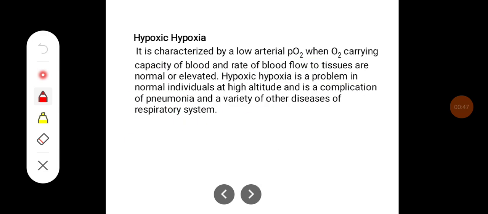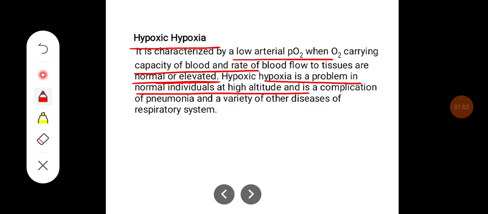Hypoxic hypoxia is characterized by a low arterial PO2, while the oxygen carrying capacity of the blood and the rate of blood flow to the tissues are normal or elevated. Hypoxic hypoxia is a problem in normal individuals at high altitude and is a complication of pneumonia and a variety of other diseases of the respiratory system.